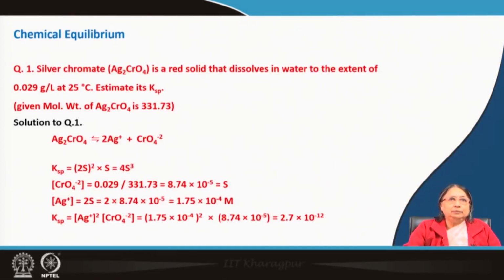Now, chemical equilibrium, this is a very simple example to understand what is solubility and what is solubility product. Here it is given that silver chromate, Ag2CrO4, is a red solid that dissolves in water to the extent of a few attograms per liter at 25 degree centigrade. Then what is the Ksp value? It is very simple. You have to first set up the balanced equation, then set up the equilibrium expression. Here this is given in grams per liter, so you have to express it in moles per liter.